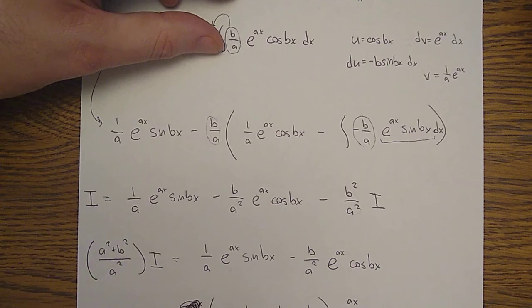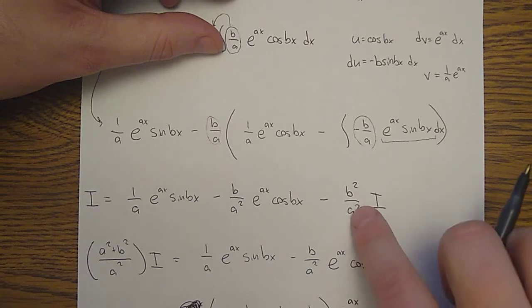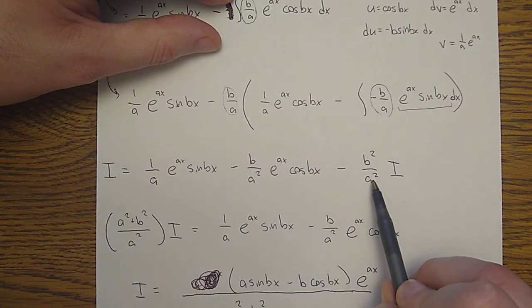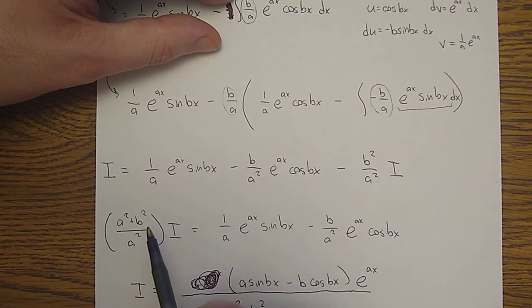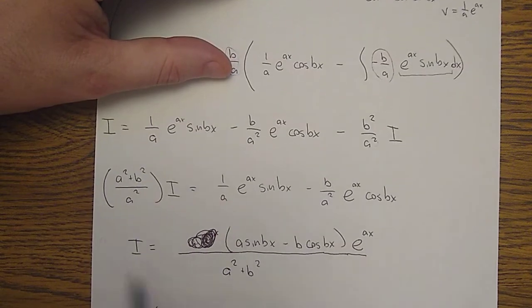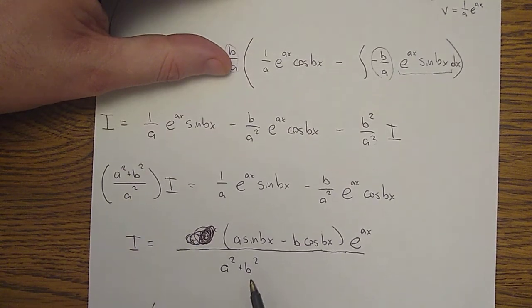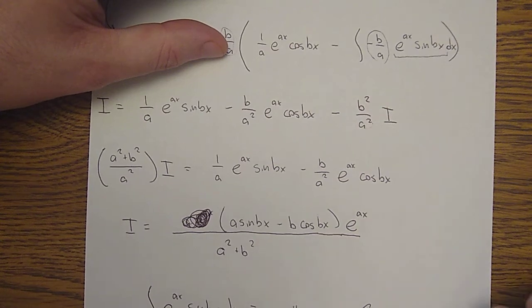And now I solve this for I. I'm going to move this over to the left. And if I get a common denominator, because I'm doing I plus b squared over a squared I, if I collect that, I'm going to get this, which is some simple algebra. And that would equal this, because this is just carried right down. And then finally, I solve for I. To solve for I, I would multiply by the reciprocal of this. Again, it's just a little bit of algebra, but this is what I get for I.